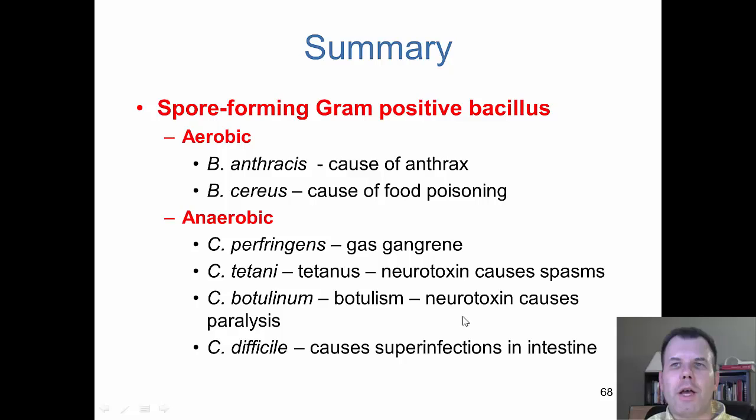Botulinum is a neurotoxin that causes flaccid paralysis, so it prevents acetylcholine from going into the muscle, the neuromuscular junction, so you get flaccid paralysis. And then the C. difficile, or C. diff, is the one that causes the superinfections in the intestine. So we're seeing more of this as a chronic diarrhea.